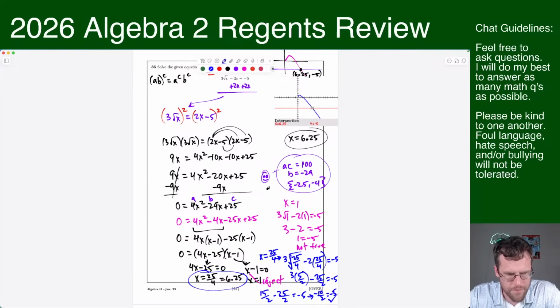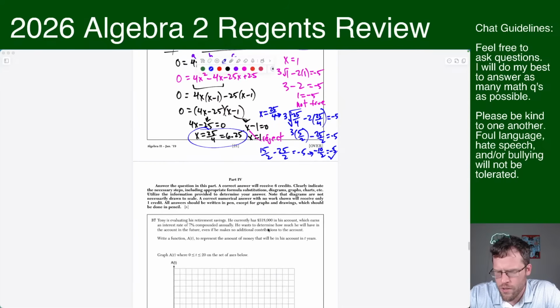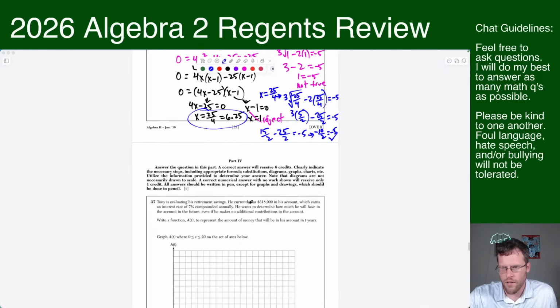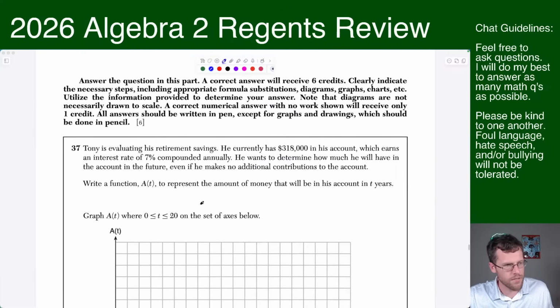So let's see. All right. If we look, all right, part 4. So now this is where things get crazy. I graphed this one by hand, and it was really, what's it called, exhausting.